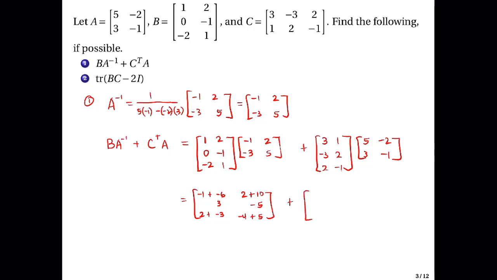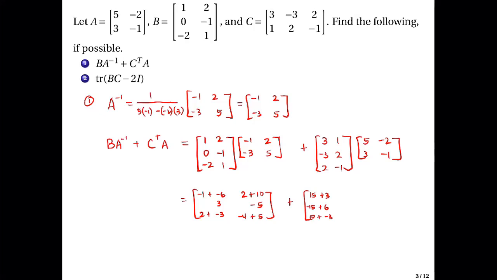Then let's have C transpose A. We have 3 times 5, that's 15, and then 1 times 3, so that's +3. And then -3 times 5, that's -15, plus 2 times 3, that's 6. Then here you have 2 times 5, that's 10, plus -1 times 3, that's -3.